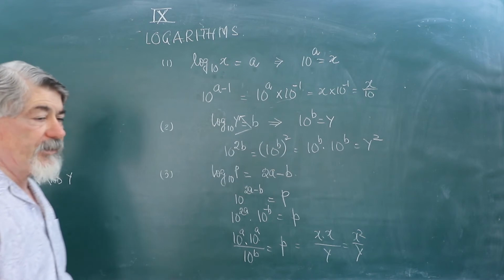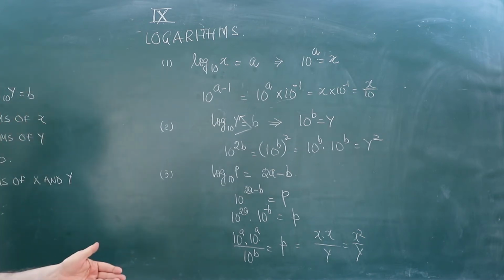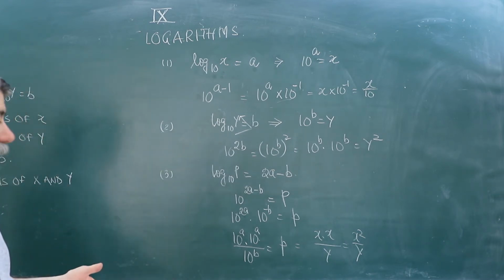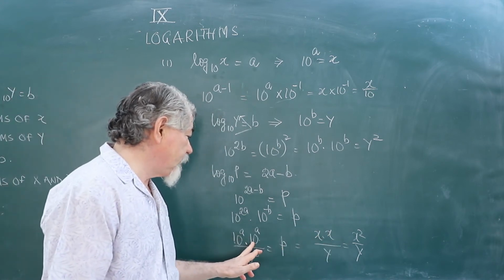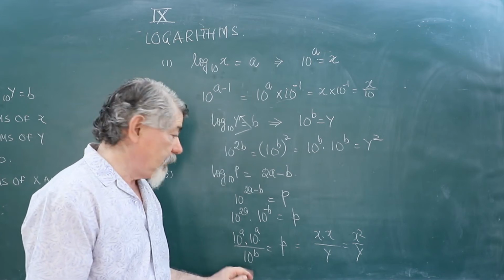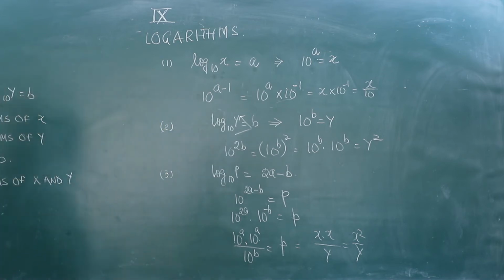So p has been expressed in terms of x and y. It comes x squared upon y. 10 to the power a into 10 to the power a upon 10 to the power b. So x squared upon y.